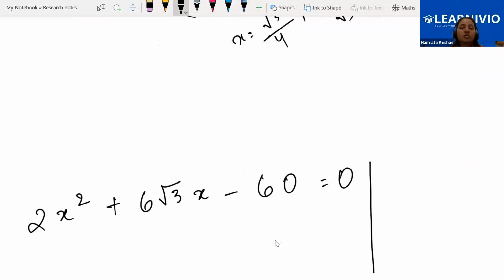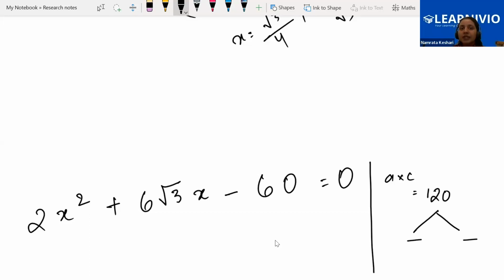Let's do it. So A into C will be 120. Now we will try splitting this 120 into two terms which added together or maybe subtracted together will generate 6 root 3.